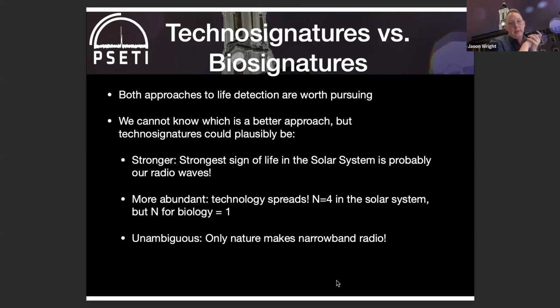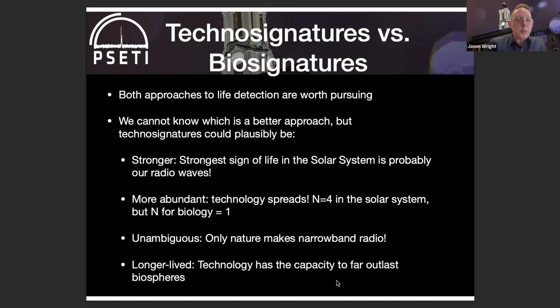Technosignatures could be unambiguous. If you detect that deep space network transmission from Earth, there is no way nature can create that. It is too narrow band for any astrophysical process strong enough to make a signal that you can see over that distance. Biosignatures are notoriously tricky, and we argue about ambiguity about them all the time. Next slide. And finally, it's possible that they could be much longer lived.